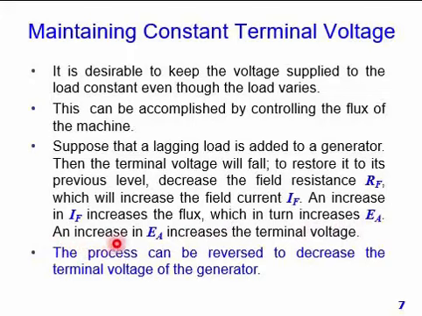So an increase in EA increases the terminal voltage. So we can regain our lost, or decreased, voltage this way. The process can be reversed to decrease the terminal voltage of the generator if we want to do that.